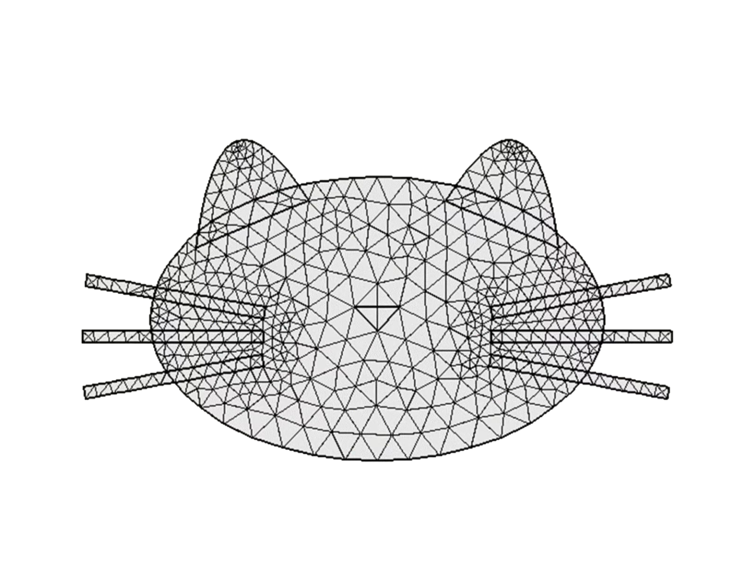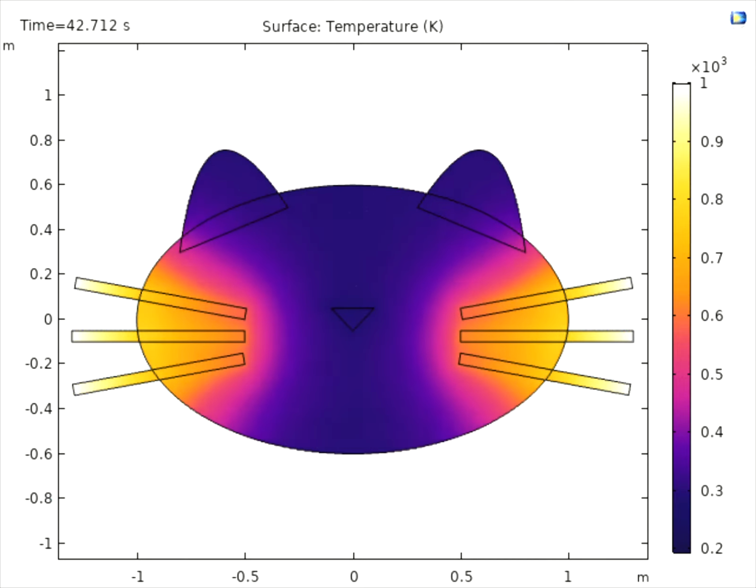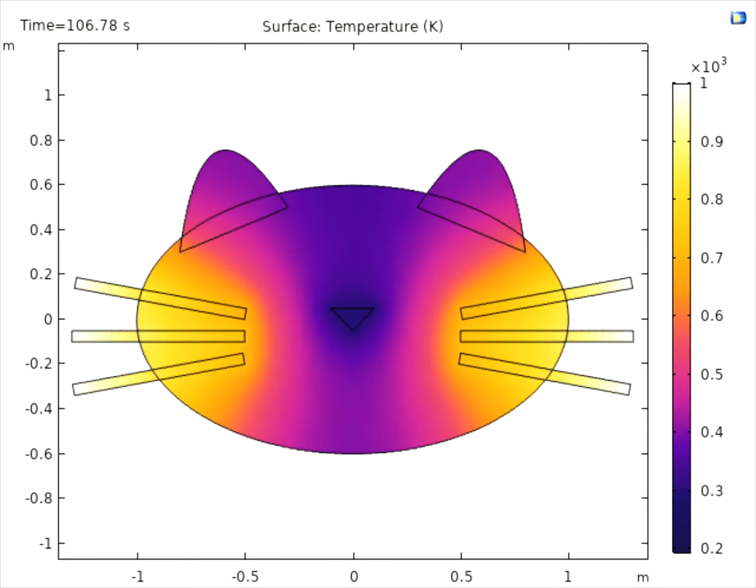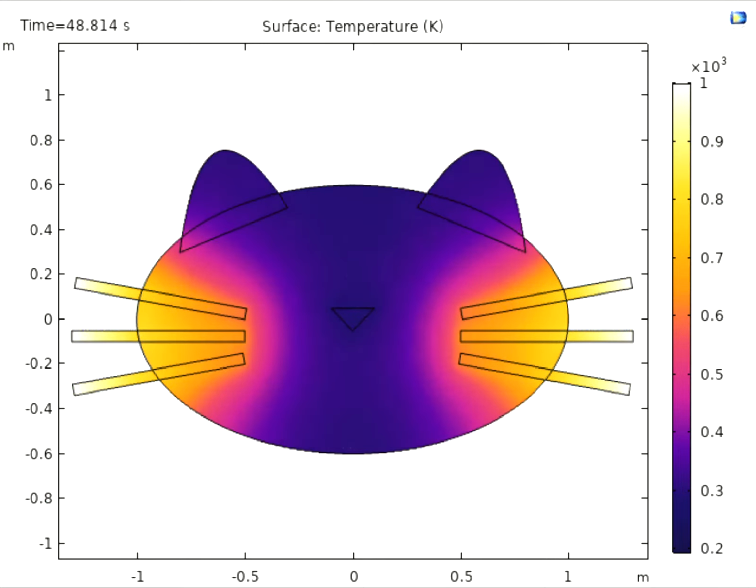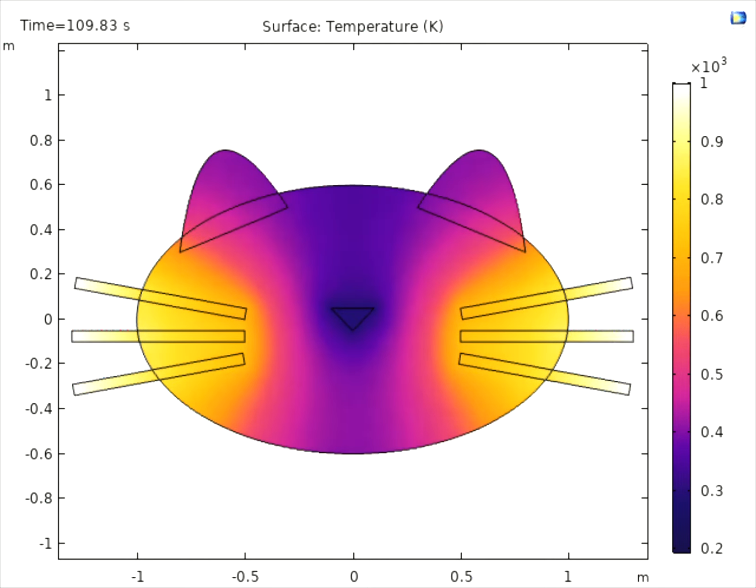COMSOL multiphysics uses finite element analysis to solve systems of coupled partial differential equations. This allows for the numerical simulation of very complex problems with complex geometries and complex couplings. Here is a simulation of a cat with hot whiskers and a cold nose.